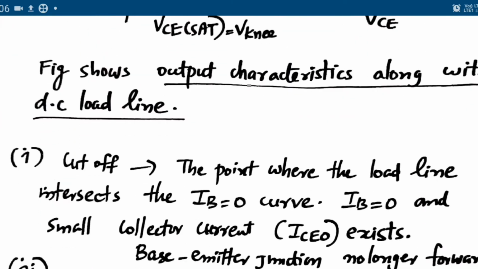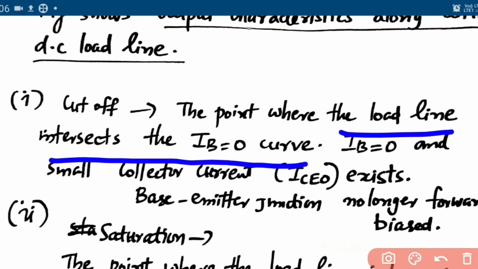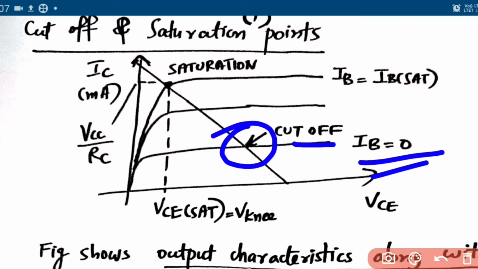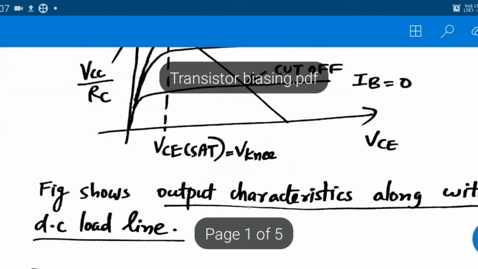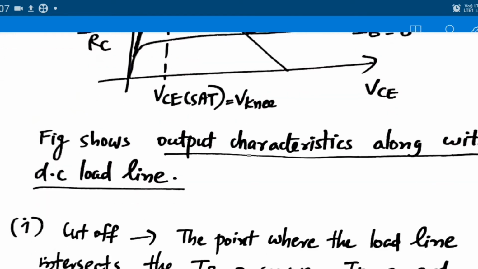So we have the output characteristics over this load line. And when we look at this, we see a point where the load line intersects the IB equal to 0 curve. Okay, the point where the load line intersects the IB equal to 0 curve. That point is here. This is the IB equal to 0 curve. Okay, this is the load line. It is intersecting at this point. And that point is called the cutoff point. Okay, this point is the cutoff point.